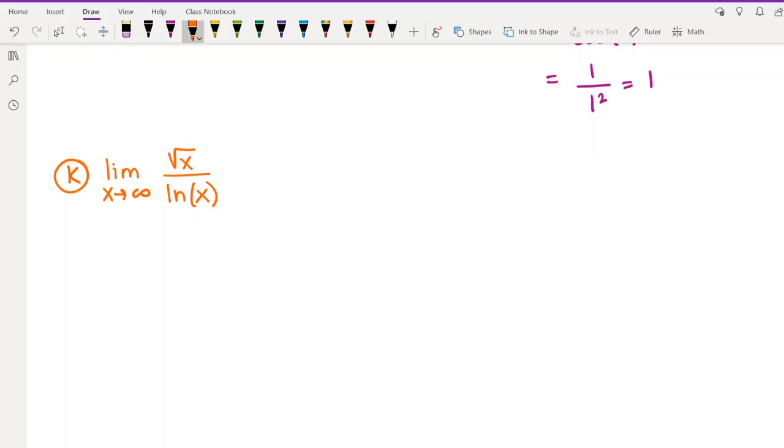That is also infinity. Those are ones that you probably want to just know off the top of your head. If you go back to the video where I first introduced L'Hopital's rule, I gave you some examples of e to the x, ln of x, and other limits that you should be aware of without having to do any work to find them. So that tells us that this is of type infinity over infinity, and so we can use L'Hopital's rule. The limit is going to be the same as the limit as x approaches infinity of the derivative of square root of x over the derivative of ln of x.